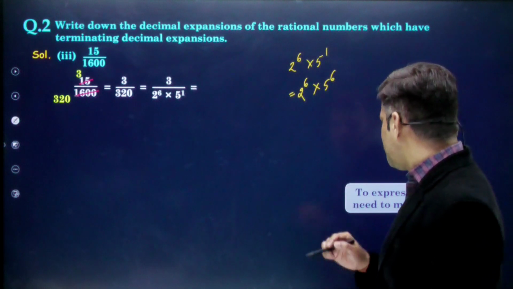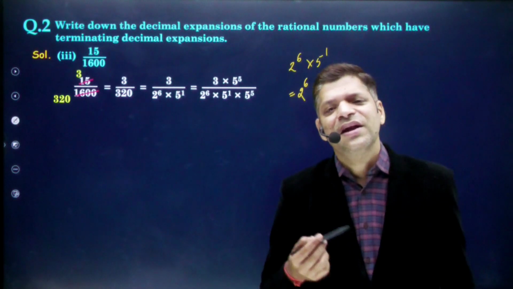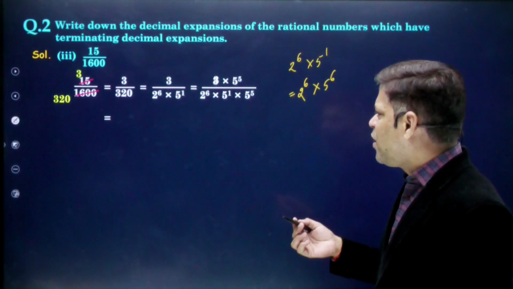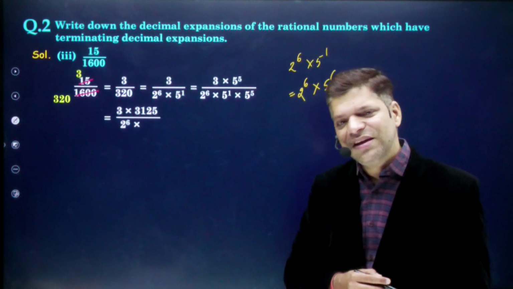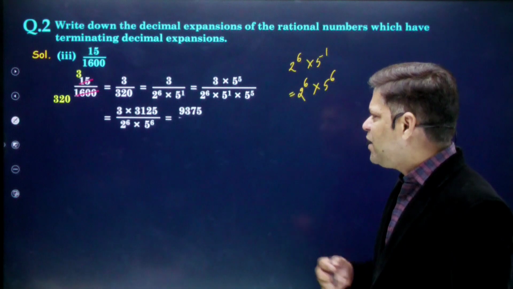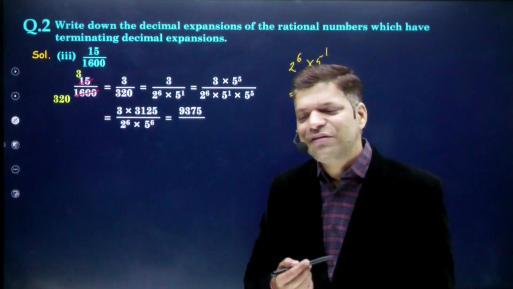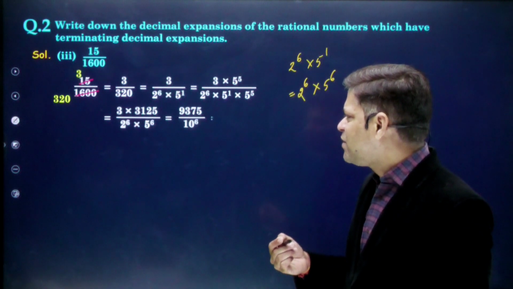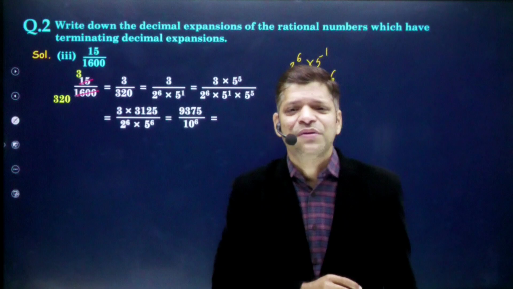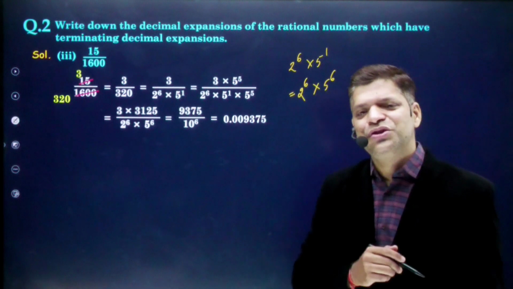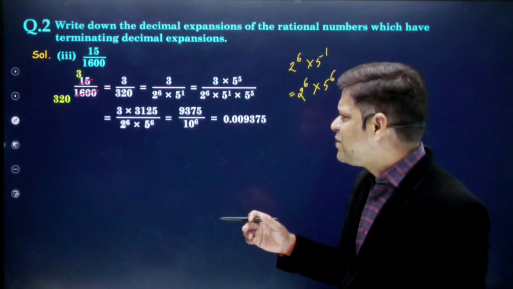So we will multiply by 5 raised to the power 5 in the numerator and denominator. Now it will be changed to 3 into 3125 over 2 raised to the power 6 into 5 raised to the power 6, and it will be 9375 over 10 raised to the power 6. Now counting 1, 2, 3, 4, 5, 6, the decimal expansion will be 0.009375. So you are understanding each and every concept very clearly.